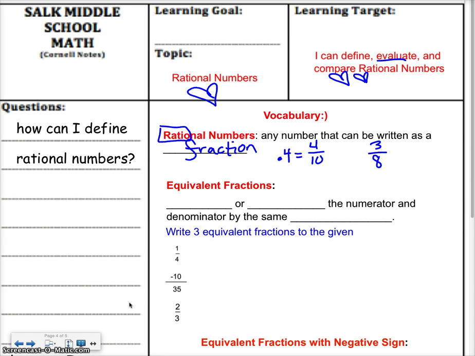3/8 is rational because it's a fraction. 5 is rational because it can be written as a fraction, 5/1. So anything you can write as a fraction is a rational number.